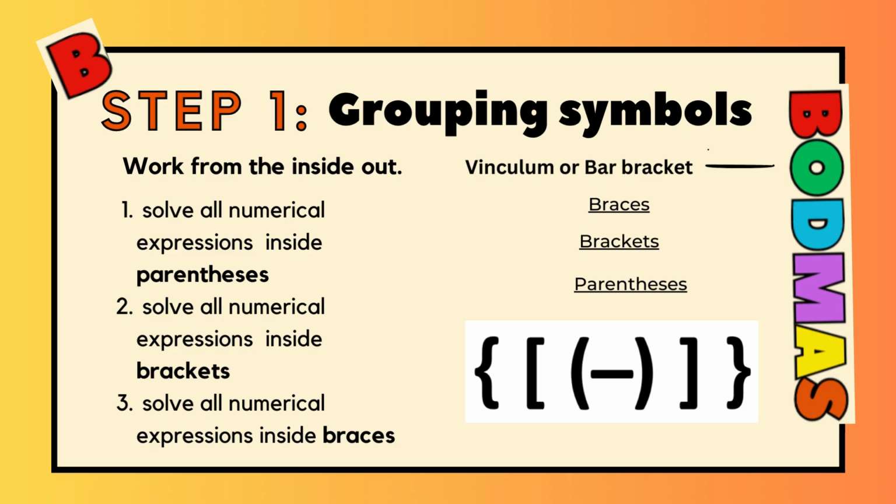Now let's discuss the steps involved in evaluating a mathematical expression involving multiple operators. First step is we have to solve the brackets. As we discussed in the previous slide, there are four types of bracket. First one is bar bracket or vinculum. So when there are multiple brackets involved, first you have to solve bar bracket or vinculum, followed by parenthesis and then square bracket, and finally you have to solve the curly braces or curly brackets.